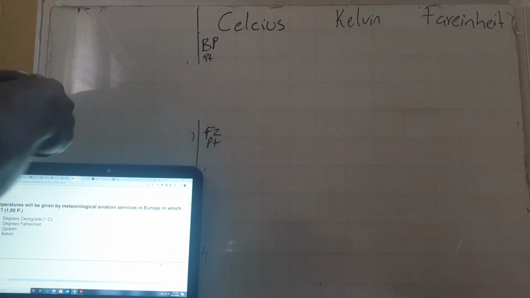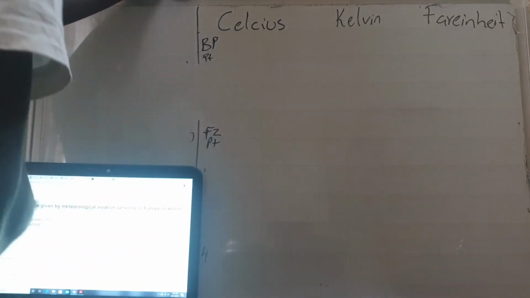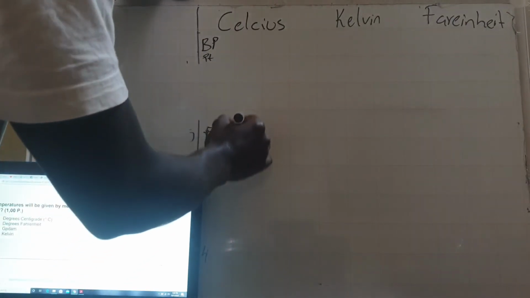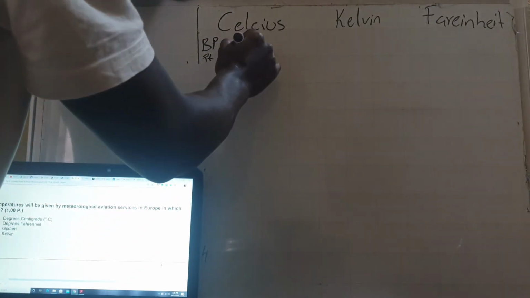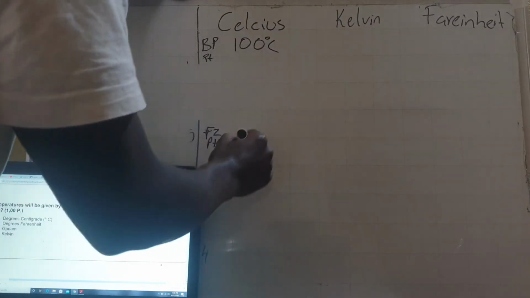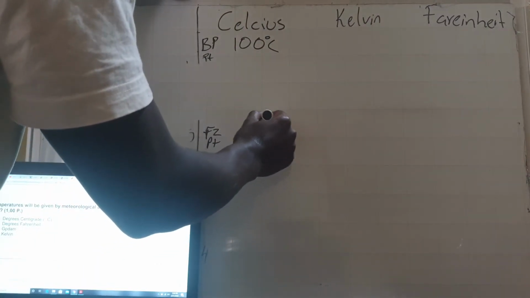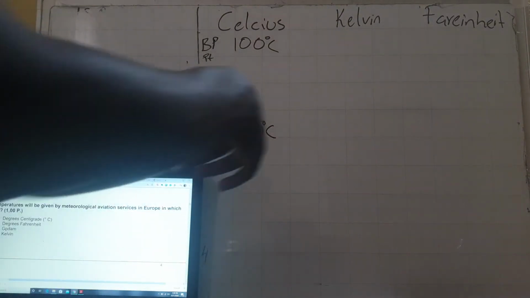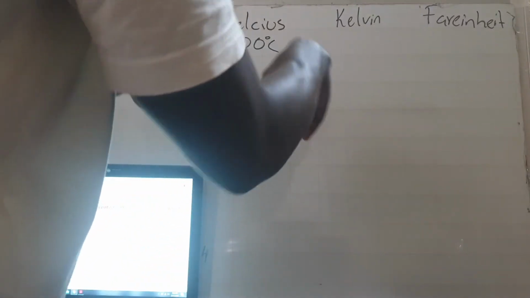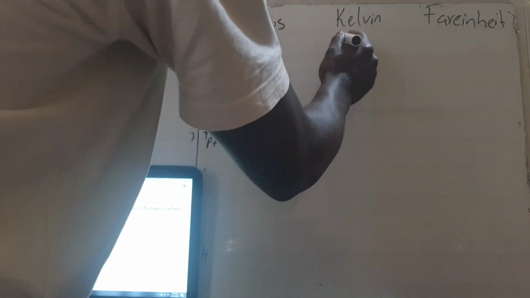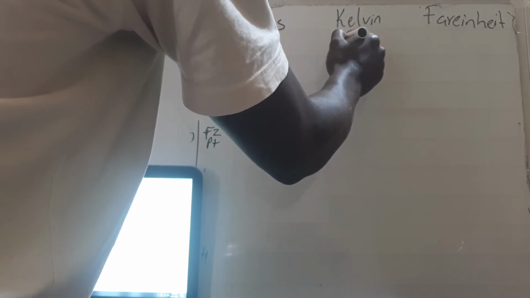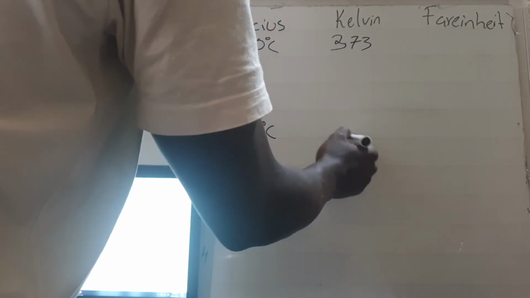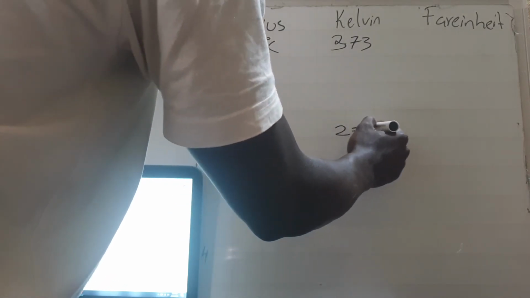So in the Celsius scale, who has said Celsius? Oh my gosh. In the Celsius scale, water boils at 100 degrees Celsius and freezes at 0 degrees Celsius. In the Kelvin scale, you just need to know the freezing and boiling point. In the Kelvin scale, water boils at 373 and freezes at 273.